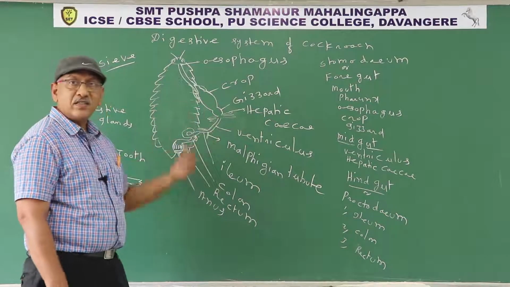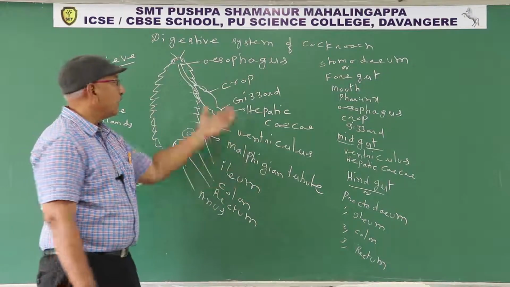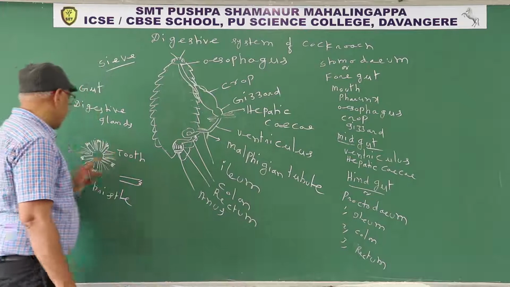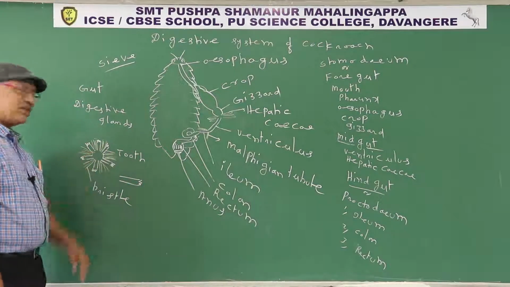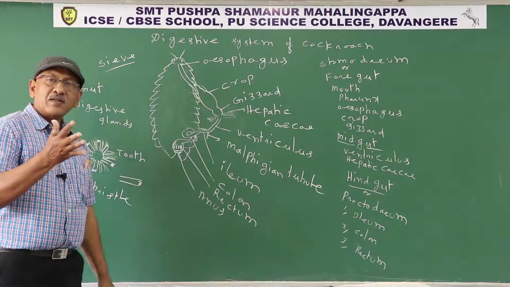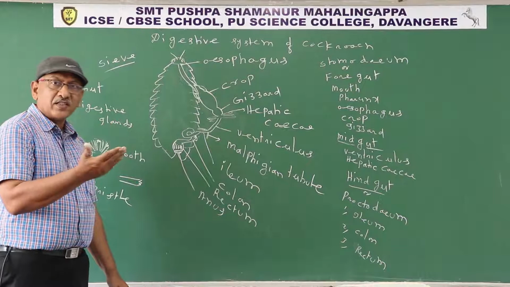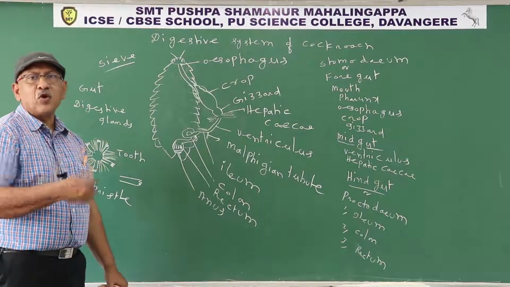Most of the food is digested in the crop. The crop leads into a small sac-like structure known as the gizzard. The gizzard contains 6 teeth-like structures. Each tooth-like structure has sharp edges. The sharp edges move in opposite directions and cut the food into small pieces.